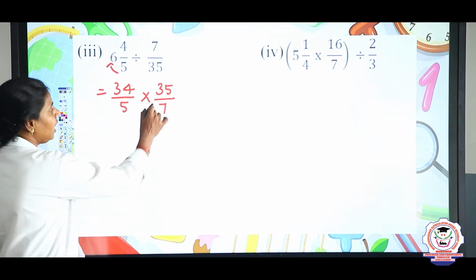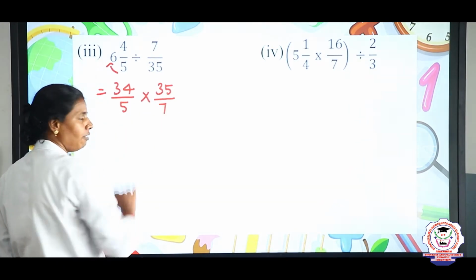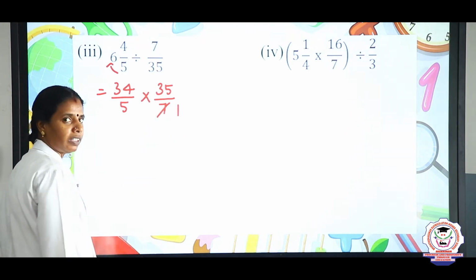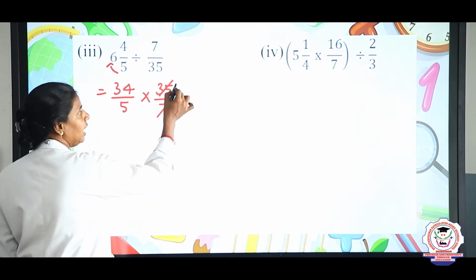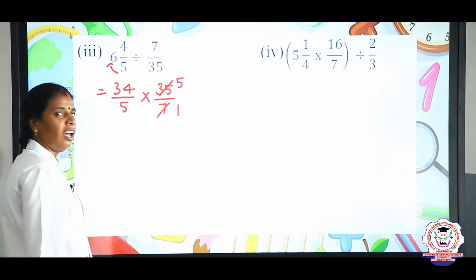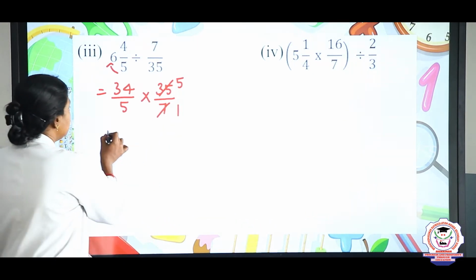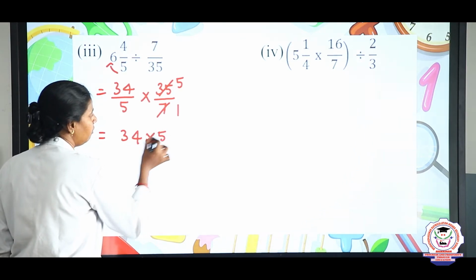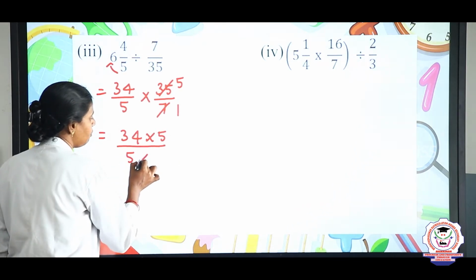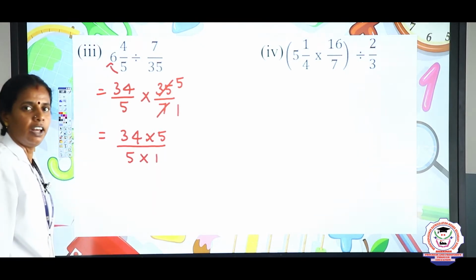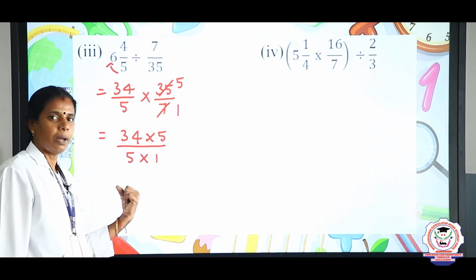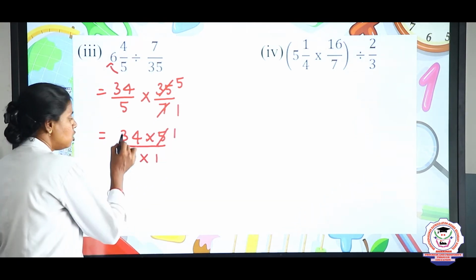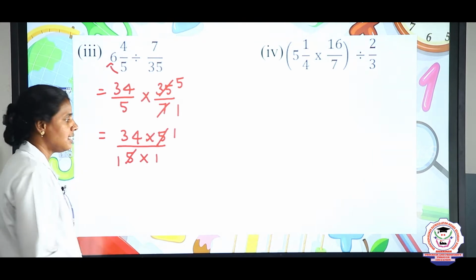Okay. Now, we can cancel this 7 and 35 in the 7 table itself. 7 one time, and 35 how many times? In the 7 table, 7 5s are 35, right. Write the remaining now. Numerator is 34 into 5 by denominator is 5 into 1. Okay. Now, again there is a common number, 5 and 5, which can be cancelled in the 5 table, right children. So 5 one time we can cancel here.